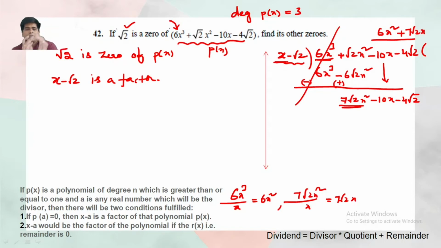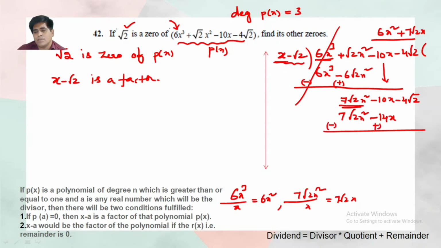Now again, the divisor has two terms. We have to multiply these two terms with 7 root 2 x. So x into 7 root 2 x is 7 root 2 x square. Root 2 into 7 root 2 x: root 2 into root 2 is 2, into 7 is 14, so 14x I am getting. Once again we'll subtract this. Plus becomes minus and minus becomes plus, opposite signs you have to change. Now 14 minus 10 is 4x. So 4x minus 4 root 2.